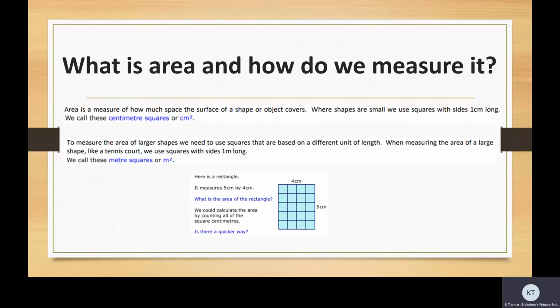Now you'll notice on the screen there's a rectangle. It measures 5 centimetres by 4 centimetres. What is the area of the rectangle? We could calculate the area by counting all of the square centimetres, but I wonder, is there a quicker way?